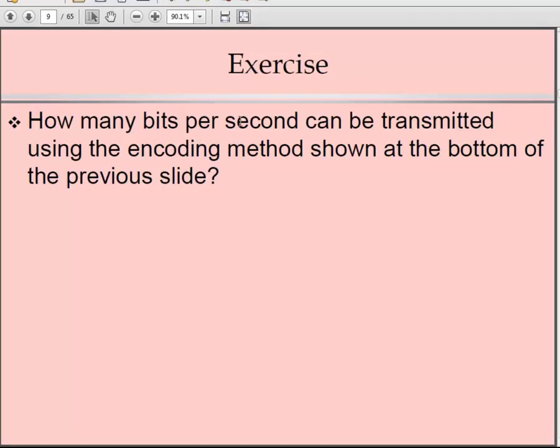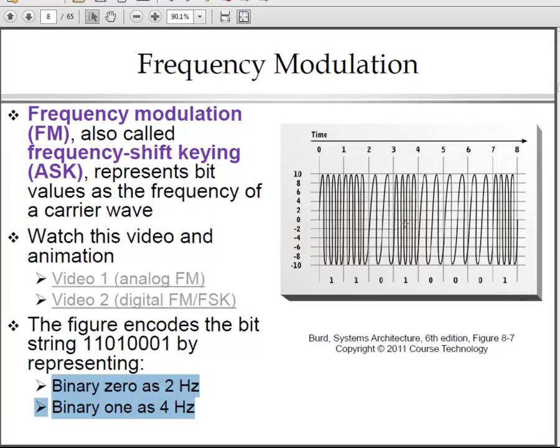Moving forward, how many bits per second can we transmit using the encoding method shown at the bottom of the previous slide? In other words, the one we just looked at. Well, last time it was kind of easy because we had a direct relationship between the frequency and the data transmission rate, because we were holding frequency constant. It didn't matter whether we were transmitting zeros or ones. The frequency of the wave, and therefore the number of bits per second, was exactly the same. Here it gets a little trickier because our 0 bits are half the frequency of our 1 bits.